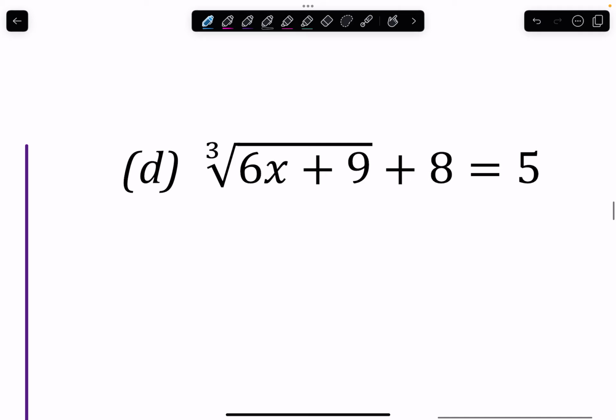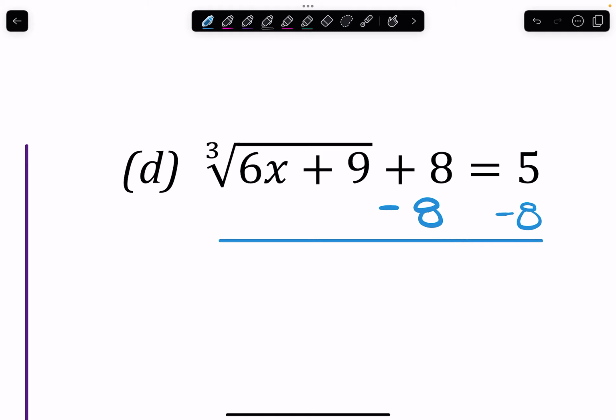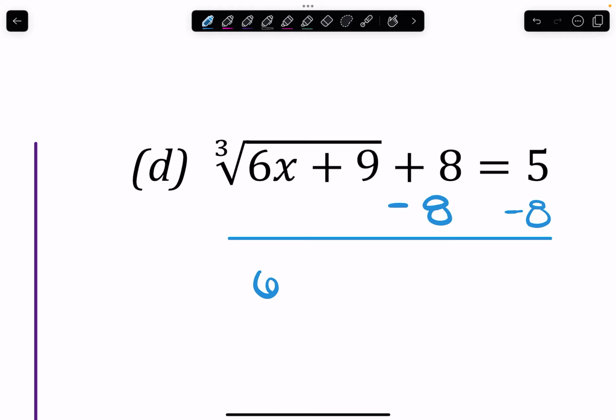All right, it's also a cube root, so no need to check. Start by moving the 8 over since it is not up under the cube root. You got to get it completely isolated. Five minus 8 is -3.